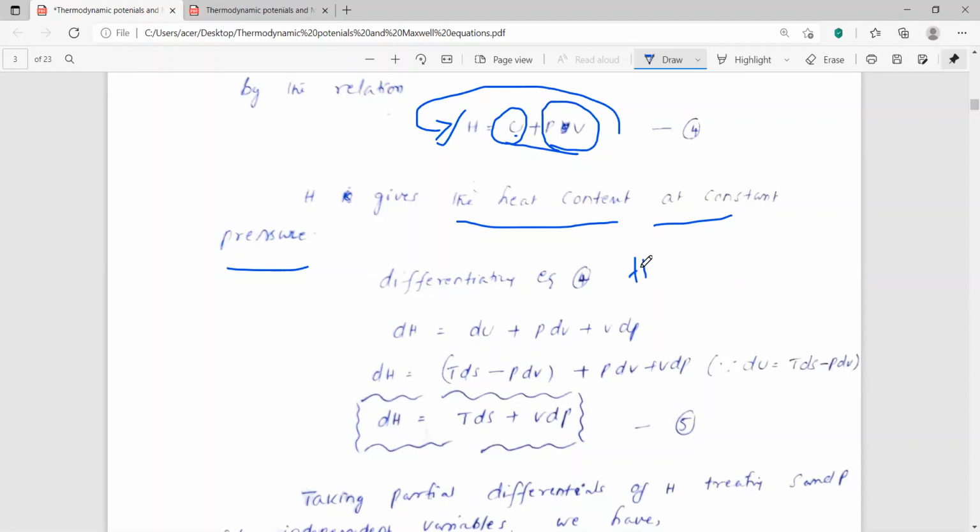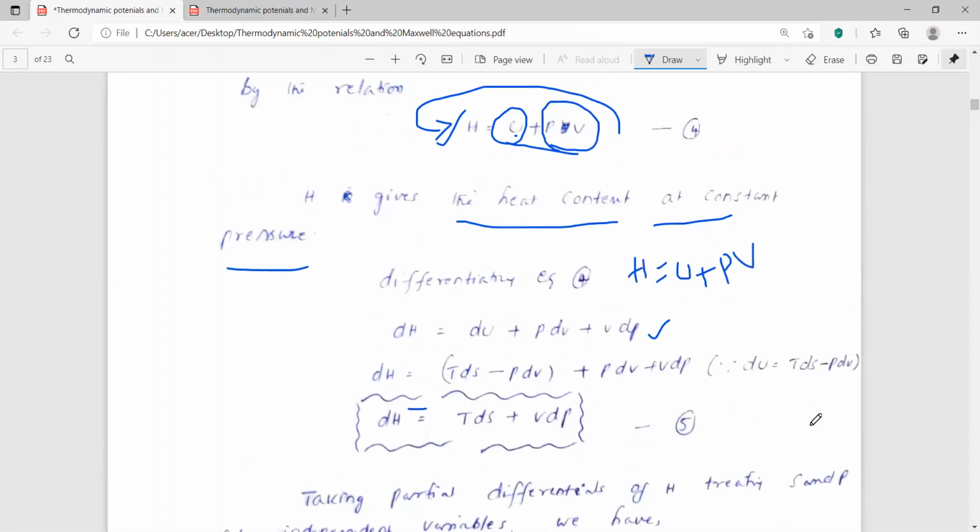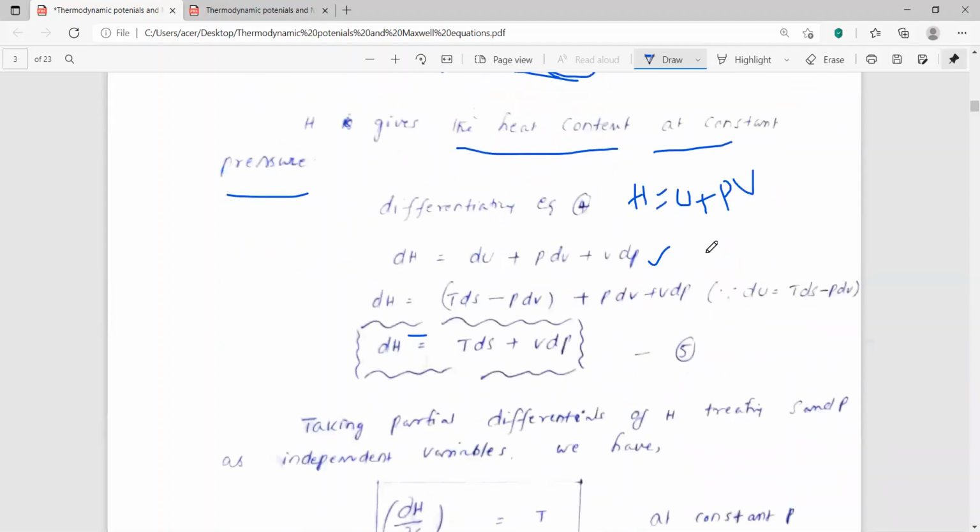H equal to U plus PV. Now, if you differentiate this equation, what is the differential equation of this equation? dH equal to dU plus PdV plus VdP. So the differentiation of this equation becomes like this.